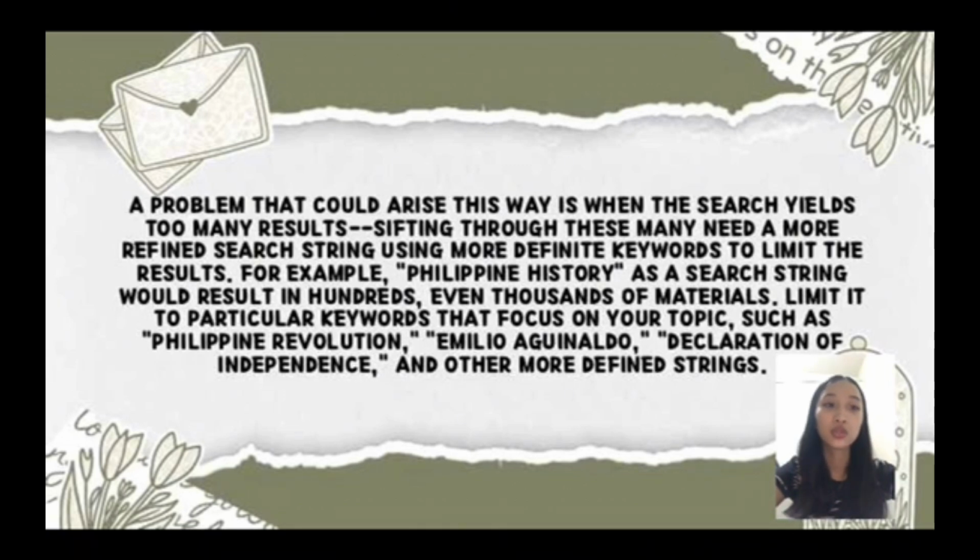It suggests using more specific keywords or search strings to narrow down the results and focus on relevant materials. The examples provided demonstrate how refining the search from a broad term like Philippine history to more specific terms like Philippine Revolution or Emilio Aguinaldo can significantly reduce the number of results.